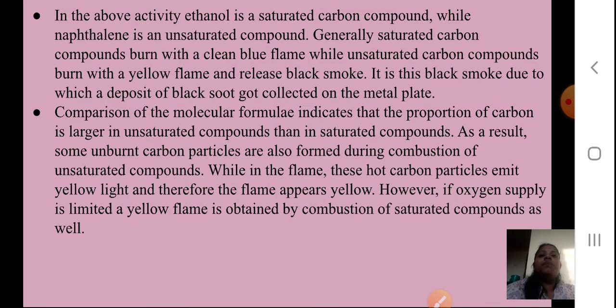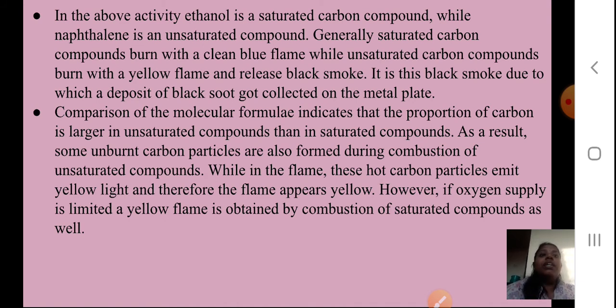Okay. Now, in the above activity, ethanol is a saturated carbon compound, while naphthalene is an unsaturated compound. Generally, saturated carbon compounds burn with a clean blue flame, while unsaturated carbon compounds burn with a yellow flame and release black smoke. Okay students, this you have to remember. It is this black smoke due to which a deposit of black soot gets collected on the metal plate.